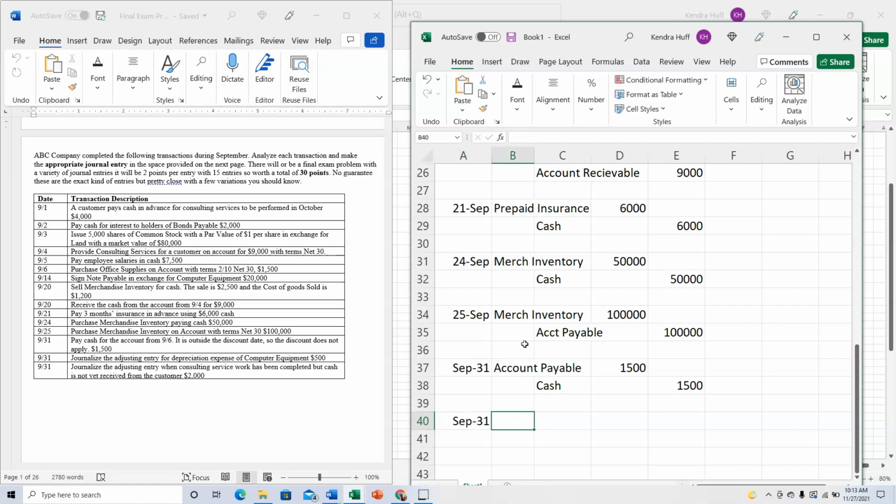9.31. Internalized entry for depreciation expense. So depreciation expense and accumulated depreciation for $500.